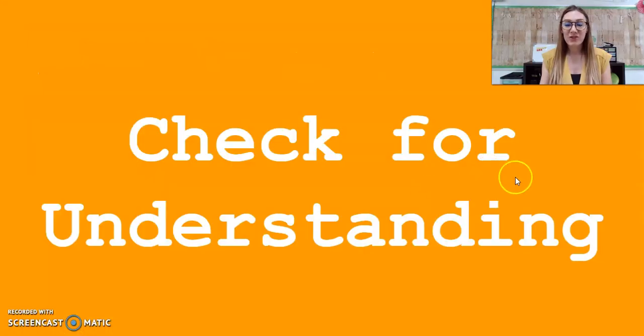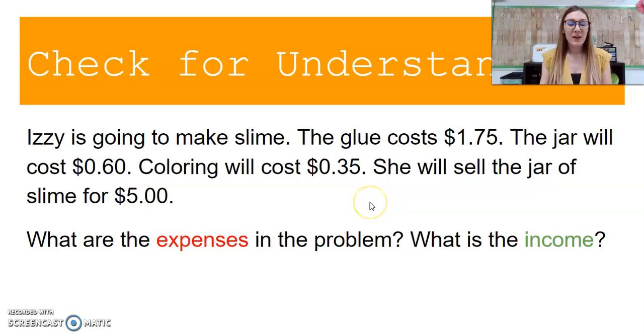All right, let's do a quick check for understanding. Izzy is going to make slime. The glue cost $1.75. The jar will cost 60 cents. Coloring will cost 35 cents. And she will sell the jar of slime for $5. What are the expenses in the problem, and what is her income? So let's do this. Let's either circle or color in red the expenses, and let's put a square or color in green around the income, or you can just write them down separately. Go ahead and pause your video and get your answer.